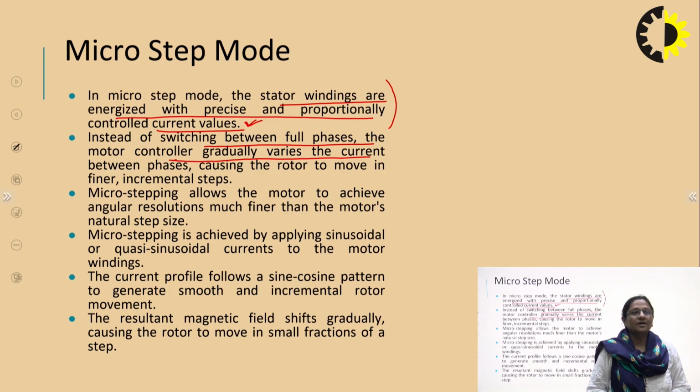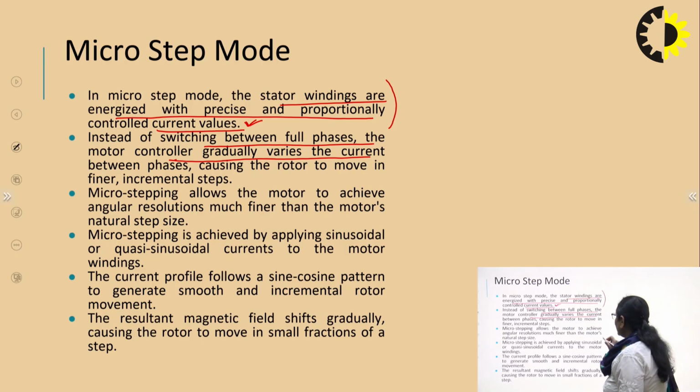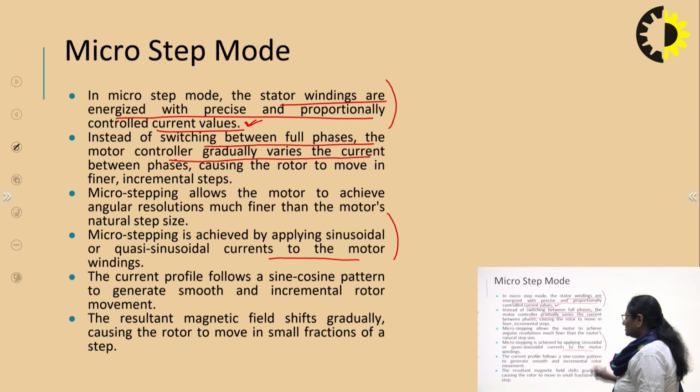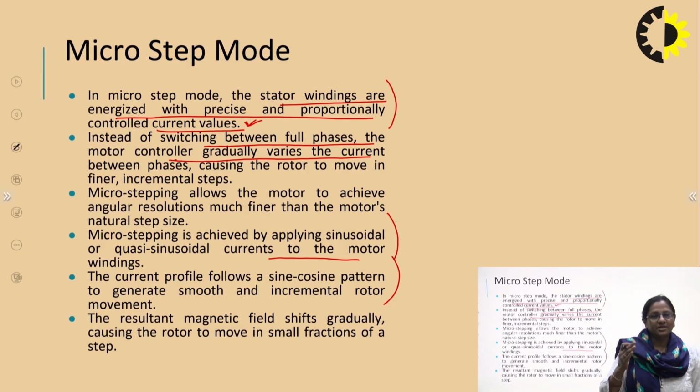This microstepping allows the motor to achieve angular resolution which is much finer than the motor's natural step angle size. Microstepping is achieved by applying sinusoidal or quasi-sinusoidal currents to the motor windings, and the current profile follows a sine-cosine pattern to generate smooth and incremental rotor movement. So the resultant magnetic field actually shifts gradually, causing the rotor to move in small fractions of a step.